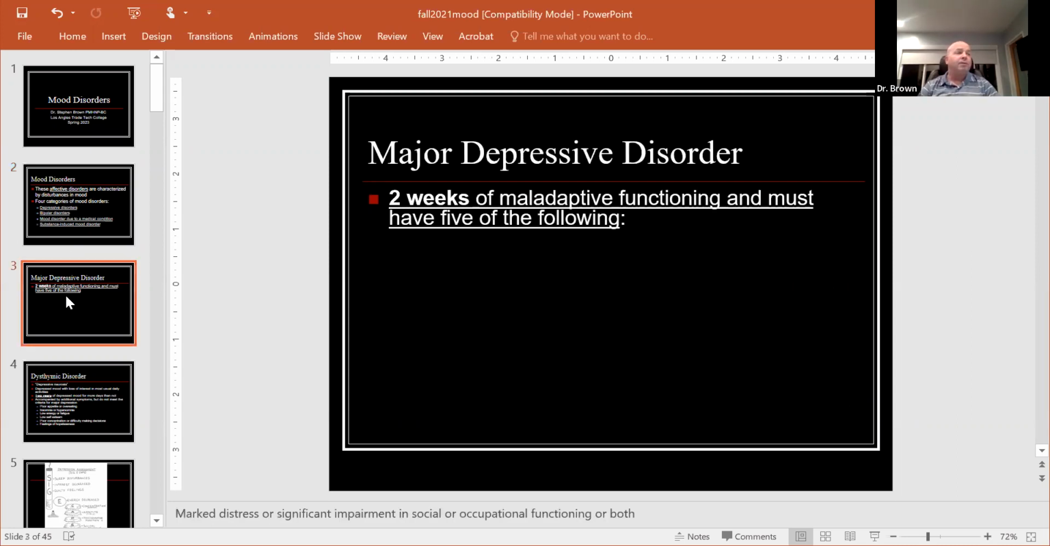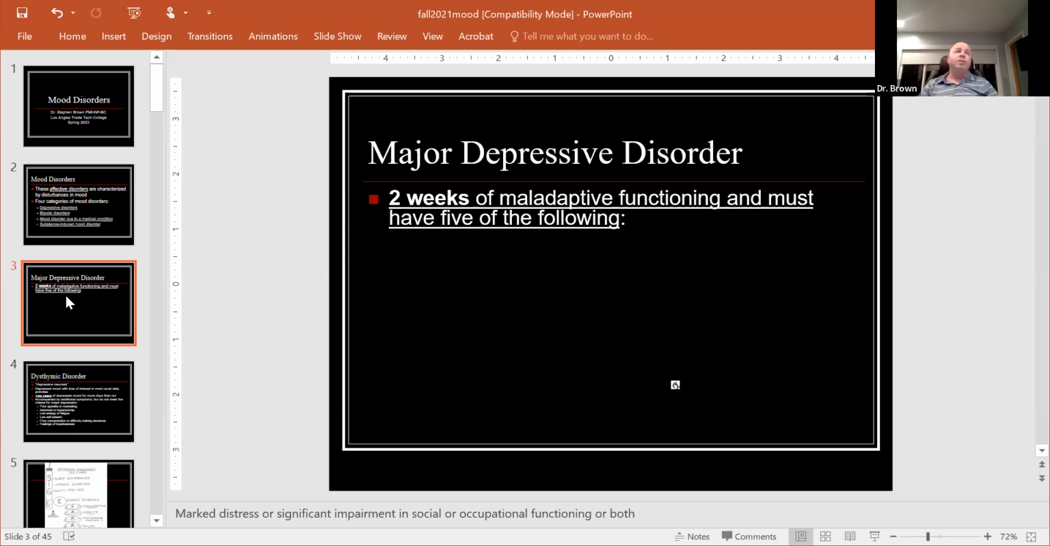So with major depressive disorder, you need 2 weeks of maladaptive functioning and must have 5 of the following. Everybody's been depressed at one time in their life, but the difference from regular depression to major depression is it interferes with your social and occupational functioning. The first one is sleep disturbance. You're sleeping too much. I've had some patients that are sleeping 15, 20 hours a day.